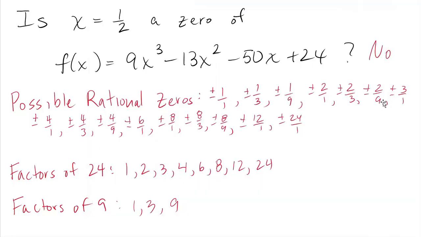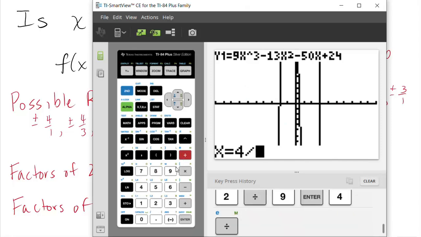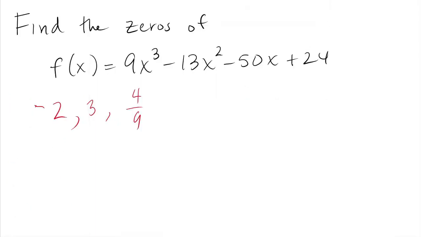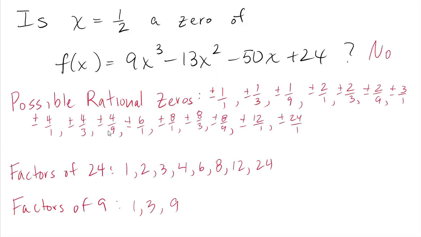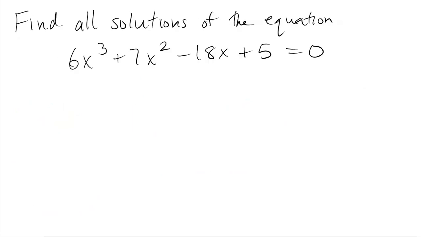What other fractions did we have? We had 4/9. Let's see if 4/9 works. 4 divided by 9. Enter. Oh, that's it. The other 0 was 4/9. By having the list of possible rational zeros, we were able to quickly guess what that fraction was. Let's do another example of this, and we'll start with the calculator to see if we can get rolling, and then we'll go from there.